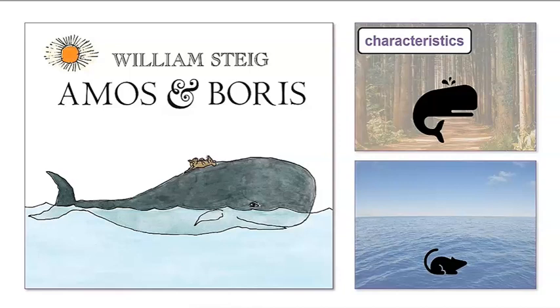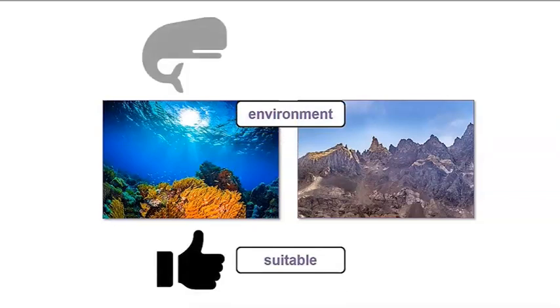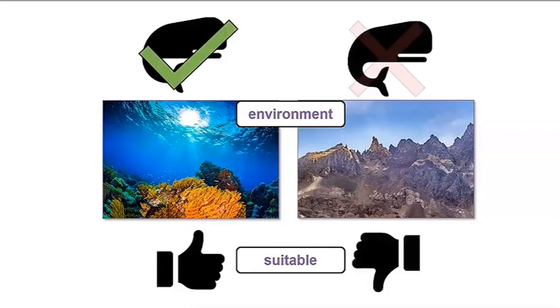Why can't a mouse survive in the ocean and a whale survive on land? We learned that an organism's characteristics can make an environment more or less suitable for that organism. When the environment is suitable for an organism, the organism can survive. When the environment is not suitable for an organism, the organism may die.